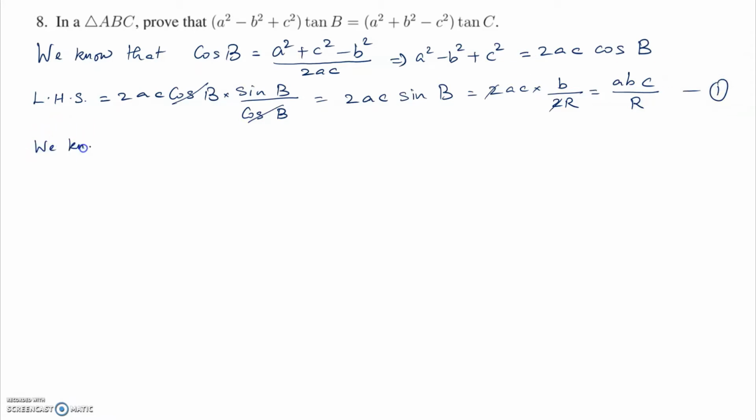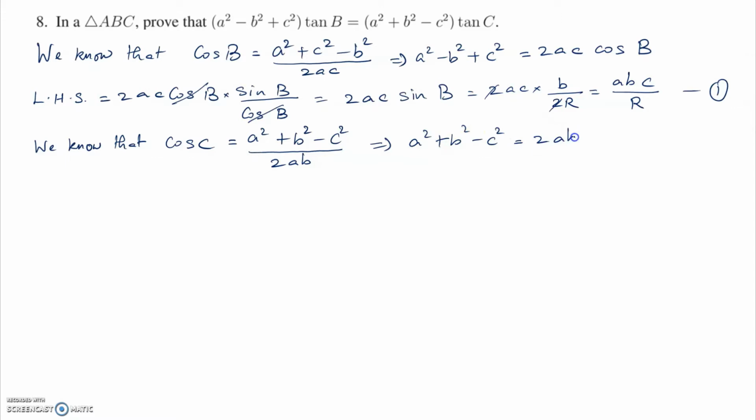Let's call this 1. Similarly, we know that cos c can be written as (a squared plus b squared minus c squared) divided by 2ab. So this implies a squared plus b squared minus c squared is equal to 2ab cos c. Let's apply this onto the right hand side. So our RHS will now become, instead of a squared plus b squared minus c squared, we will replace it with 2ab cos c.